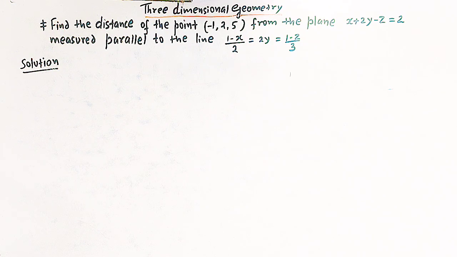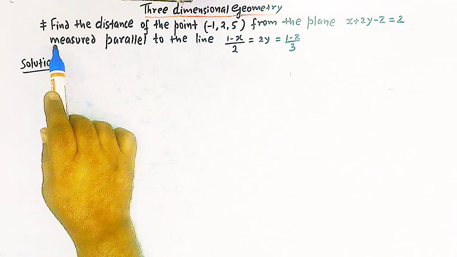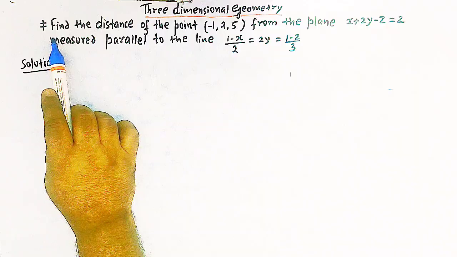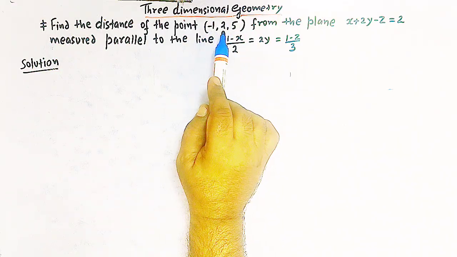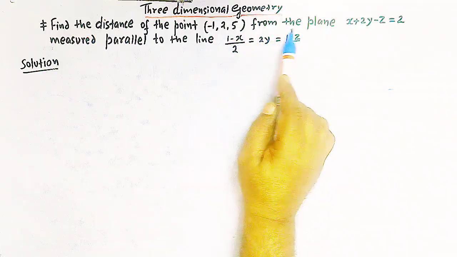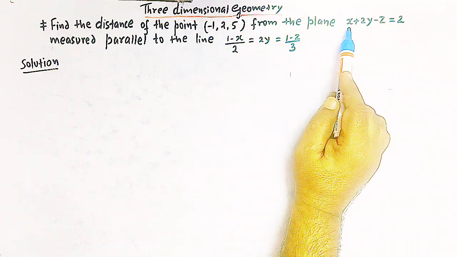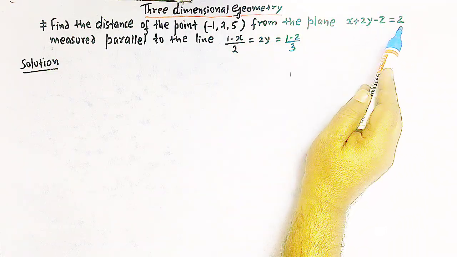Hello viewers, in today's session we are going to discuss an important problem from three-dimensional geometry, where we have to find the distance of the point whose coordinates are -1, 2, 5 from the plane whose equation is x + 2y - z = 2.